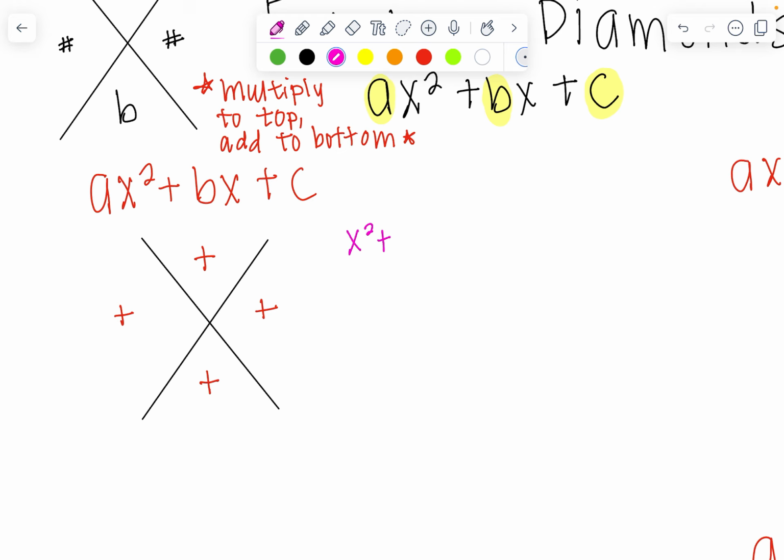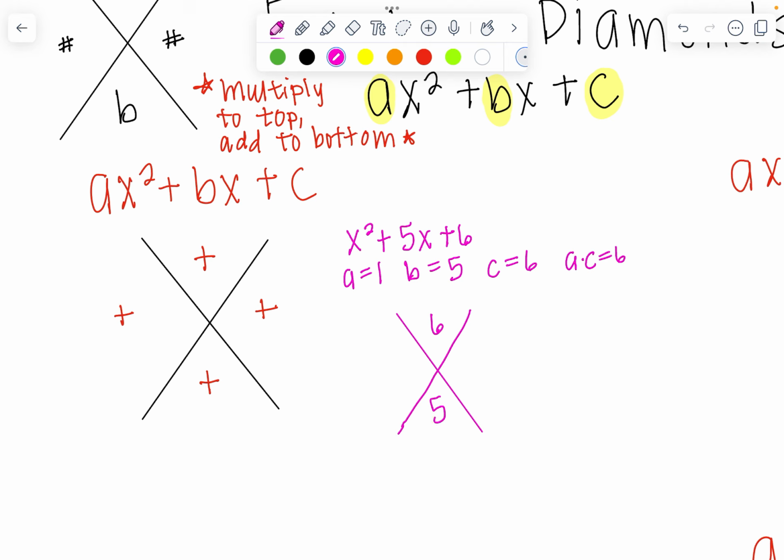x squared plus 5x plus 6. So in this case, A is 1 because there's nothing in front of the x squared. B is 5, and C is 6. So I need 2 numbers that are going to multiply to A times C, which is 6, and add to 5. I know that both of these numbers are going to be positive because my top and bottom are both positive. And in this case, it's positive 3 and positive 2.